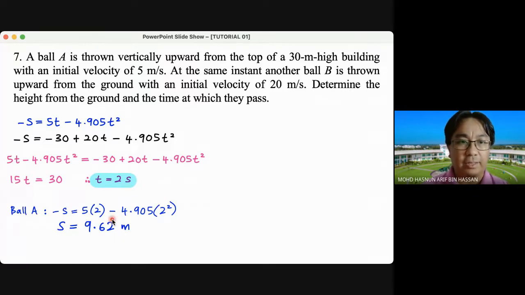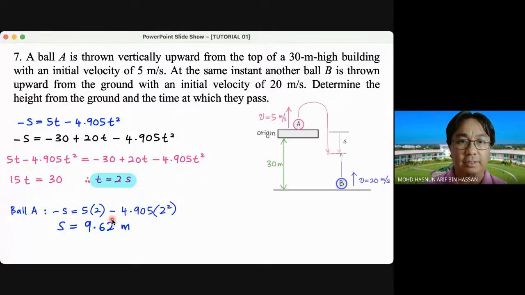So mari kita lihat balik the drawing tadi. Okay. What is S yang saya dah calculate here? The S that I have calculated here is this S from the origin of the building going down sampai sini. So ini distance from this distance. But is this what is being asked by the problem? No, the problem tanya what is the height from the ground. Maksudnya dia nak daripada bawah ni sampai ke atas.